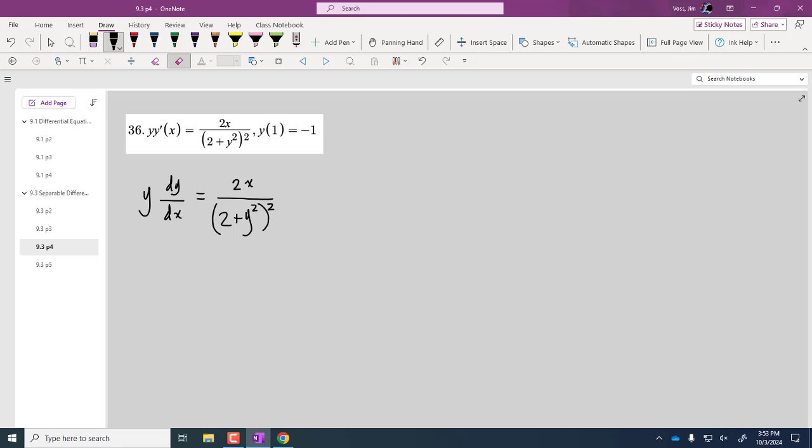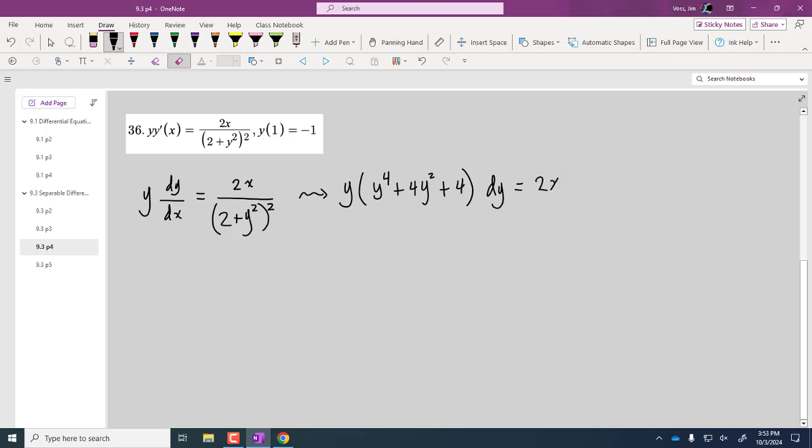Yeah, that's perfect. Let's see if that's the right answer. So on the left side, all we have to do is multiply everything out and integrate.